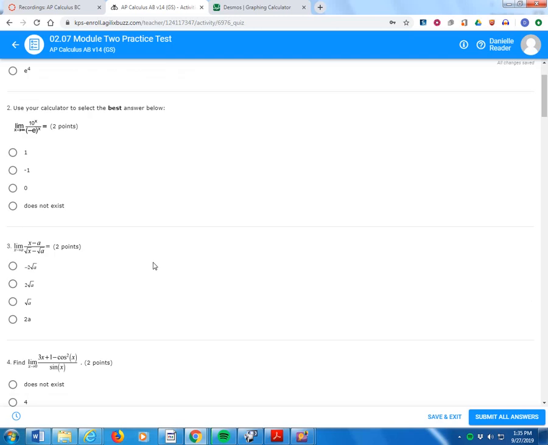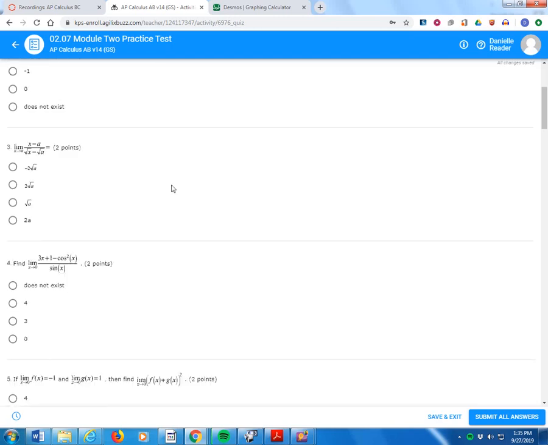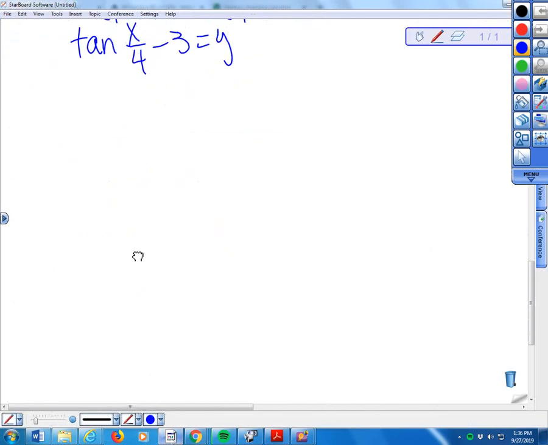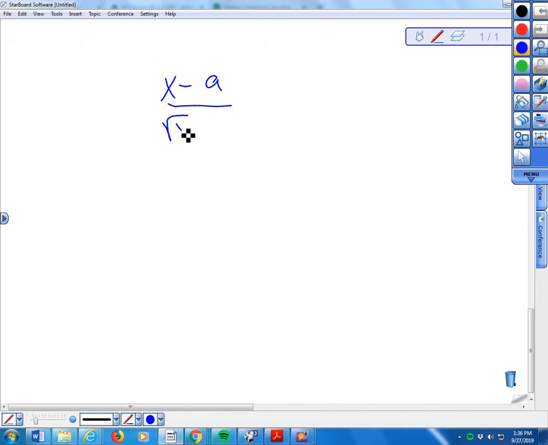Okay, next one. Limit as x goes to a of (x minus a) over (the square root of x minus the square root of a). Anytime you see roots like this, always think about conjugates. So I'll pull up my whiteboard here. I have x minus a over the square root of x minus the square root of a.